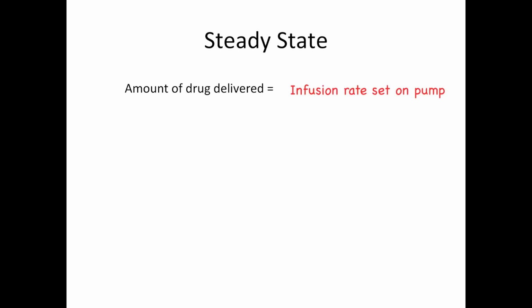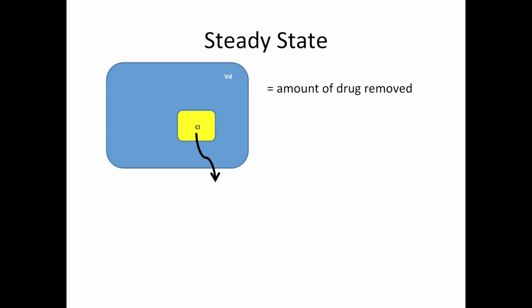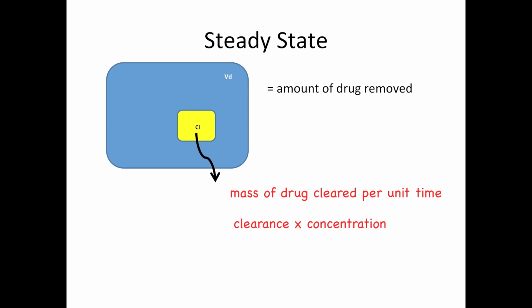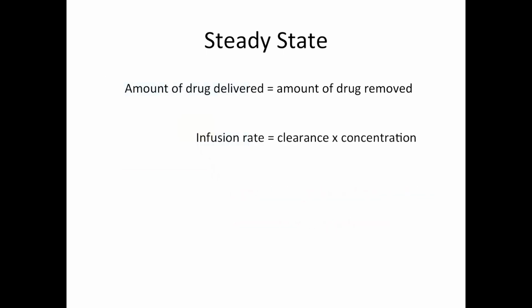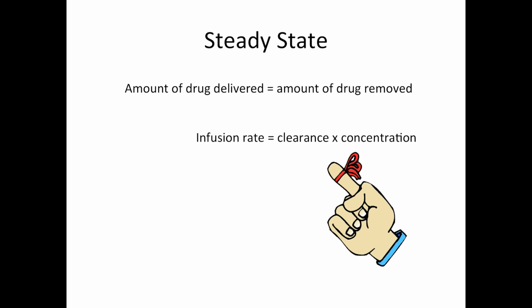The amount of drug delivered is the infusion rate set on the pump, with the units of mass of drug per unit time, and the amount of drug removed is that amount of drug held within the cleared volume of plasma, again with the units of mass of drug cleared per unit time. And so that amount of drug is in fact the clearance times the concentration. And so in summary, we can see that at steady state, the infusion rate is proportional to the plasma concentration. I'd like you to remember this. We will come back to this concept during our morning tutorial.